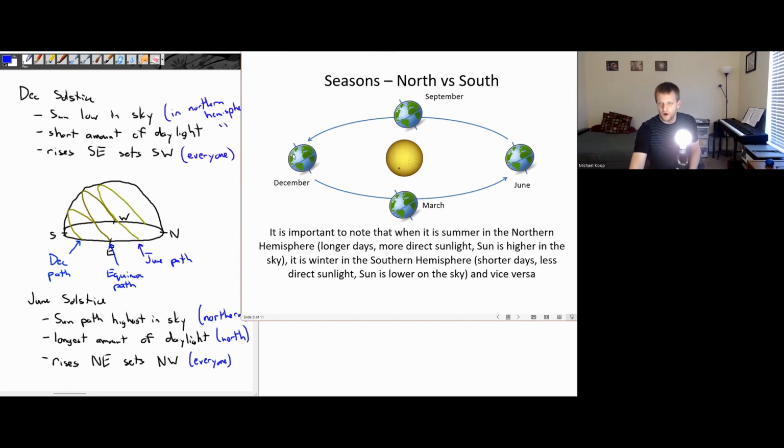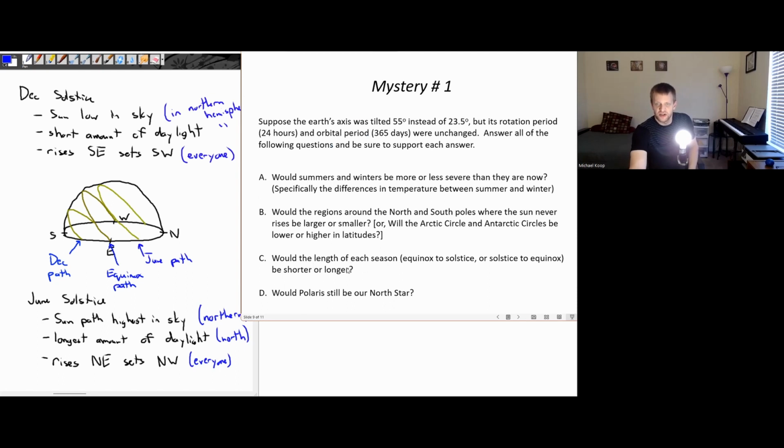So if all I've done is change the tilt, the amount of time it takes that thing to orbit around the sun, that hasn't changed. So for this one, would the lengths of seasons be shorter or longer? In this case, there would be no change.